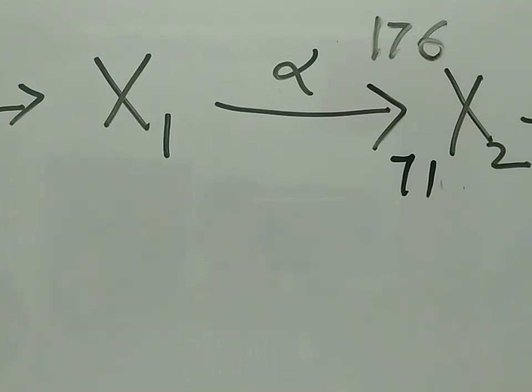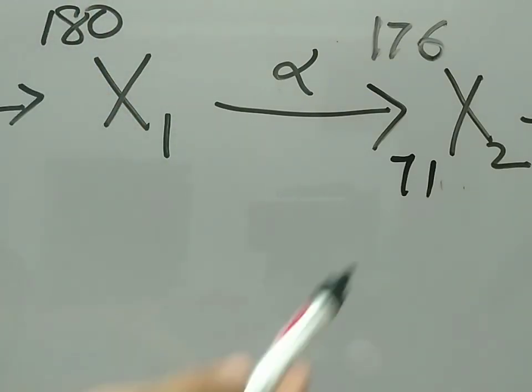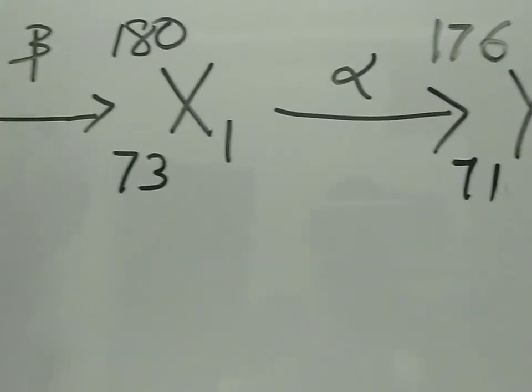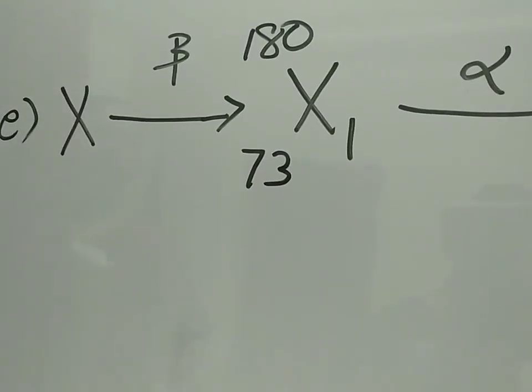176 plus 4. Instead of subtracting, we have to add: 176 plus 4 is 180. And here 71 plus 2 is 73. So we got X1 as 180, 73. Now again it is a beta emission. We know for beta emission there will be no change in the mass number, so the mass number remains the same, 180.